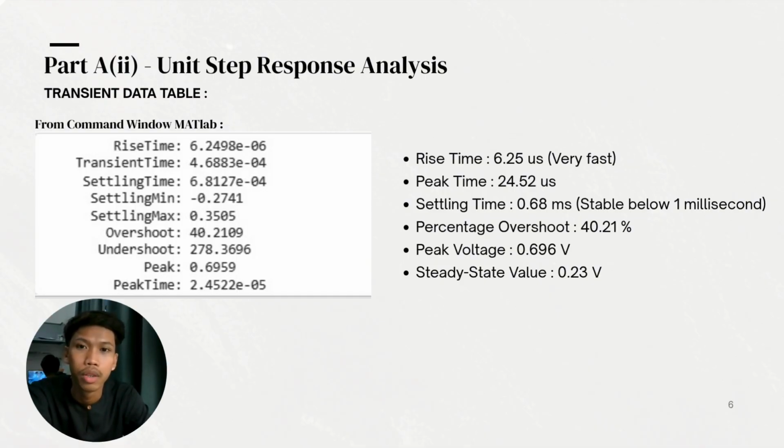For my part, I'm going to explain part A, the unit step response analysis. From the command window in MATLAB, we can see the rise time is 6.25 microseconds, which is very fast. The peak time is 24.52 microseconds. The settling time is 0.68 microseconds, which is stable, below 1 millisecond. The percentage overshoot we got is 40.21%. The peak voltage is 0.696 volts, and lastly the steady state value is 0.23 volts.